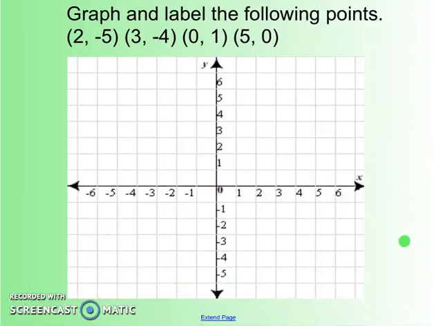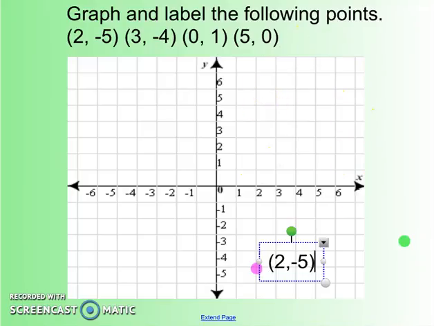Okay, let's look at our next one. Graph and label the following points. Well, we have (2, -5), so to the right 2 and down 5. And I'm going to count 1, 2, 3, 4, 5. And I'm going to put a dot there. I'm going to leave the label for right now because with my marker it's kind of hard to write. I can type it. I could do (2, -5).